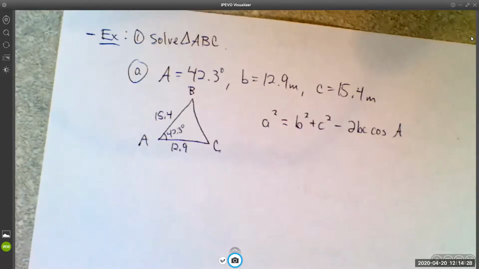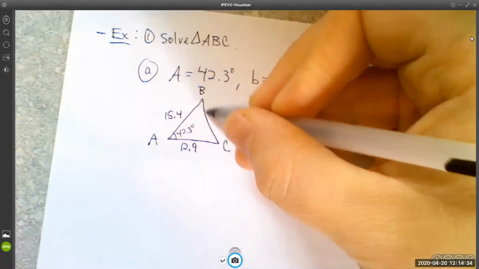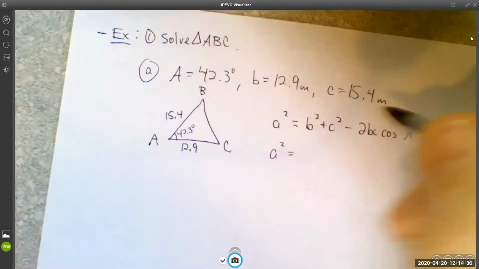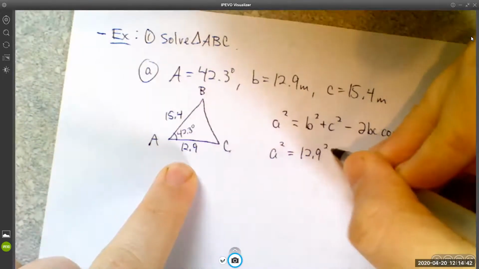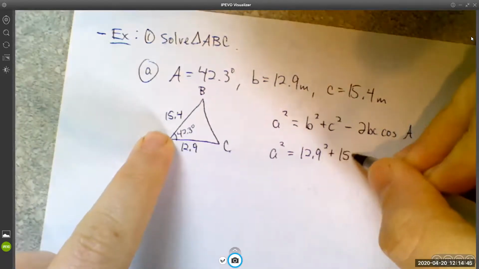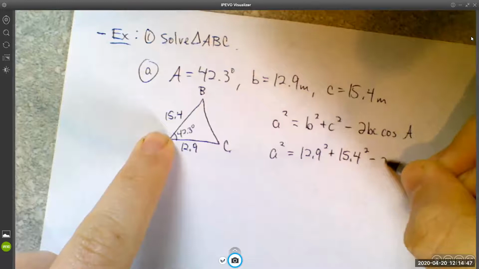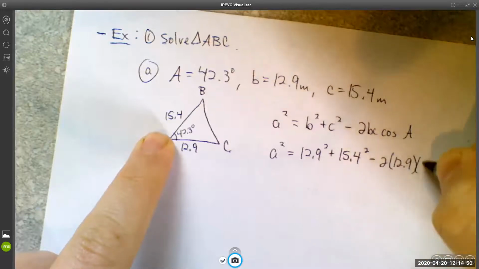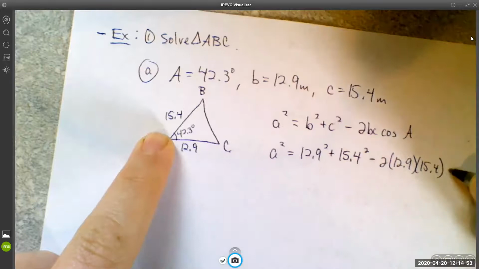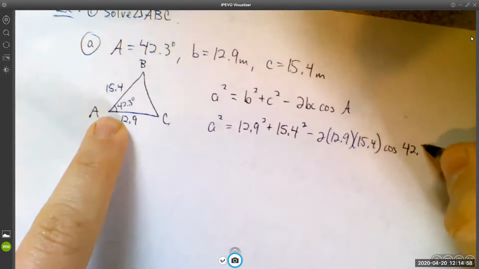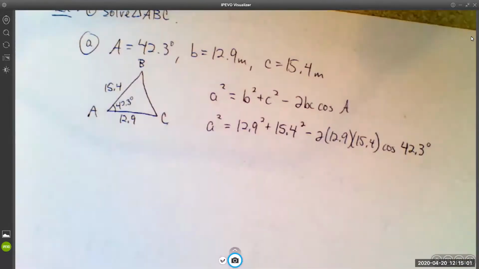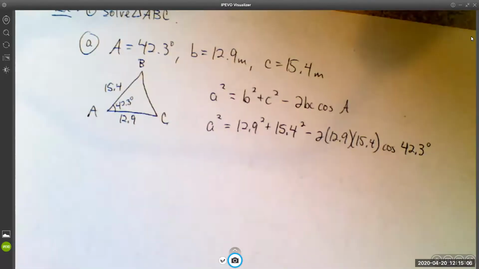So let's plug in some information and see if we can solve for anything, right? We don't know little a, so I have to leave that alone. But we do know that b is 12.9, and we know that c is 15.4. And we know that angle A is 42.3 degrees. And that's that, right? You can just throw that into your calculator now and figure out what a squared is, and then take the square root and you've got a, right?